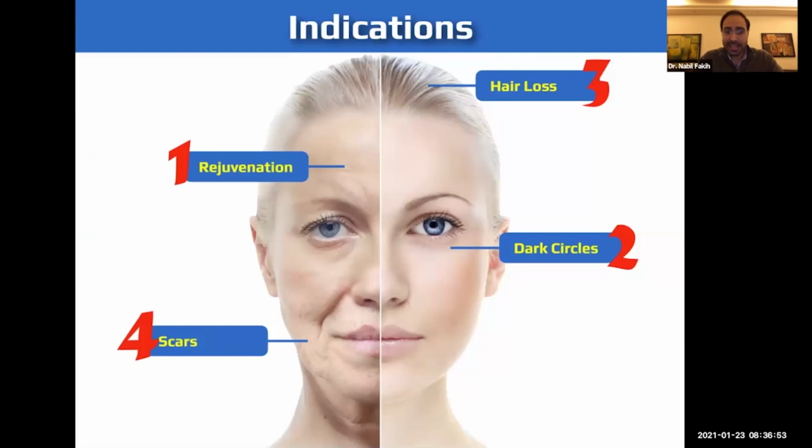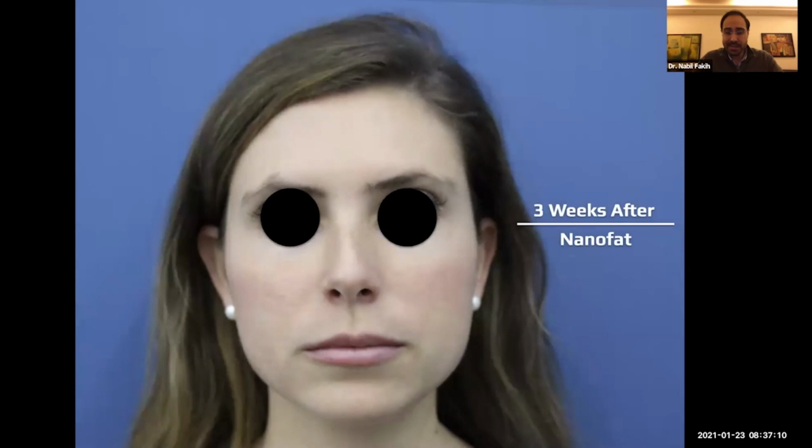So indications are rejuvenation, scars, dark circles, and hair loss. And as I said, this is before the treatment, and this is after 10 minutes, 1 week post-treatment of nanofat, 2 weeks, as you see, the bumps are still there, 3 weeks, the bumps are still there.